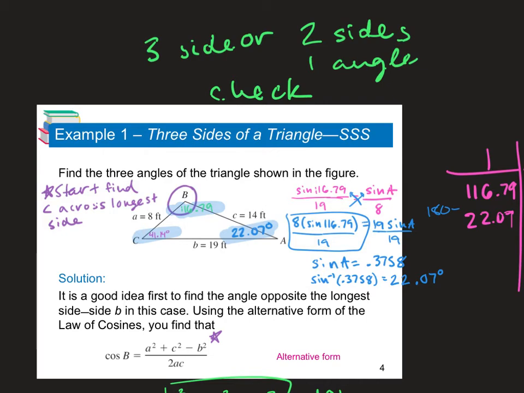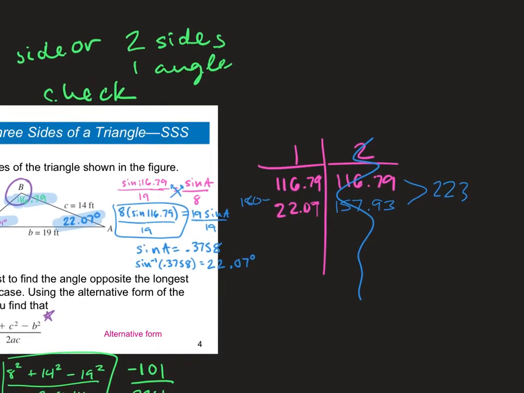So the only time you don't have to check is if it gives you 2 angles and 1 side. You add them, and if they're over 180, then since this is over 180, we don't have a second triangle. If it was less than 180, let's say we added them and got 100, that would mean our third angle was 80, so then we would have two triangles.